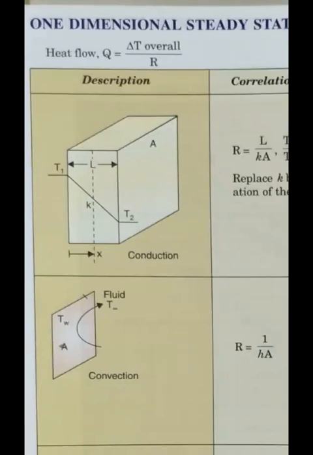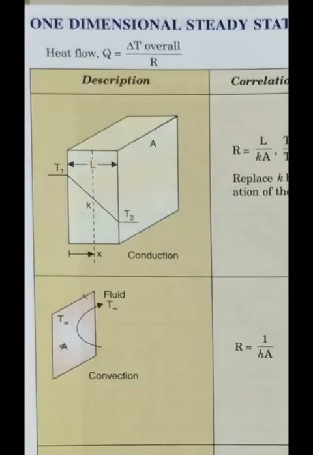Delta T is what? T1 minus T2 is the delta T, and if you substitute R in the equation for Q, you will get the same expression we discussed just now, right? What we discussed just now. So that will be the expression.